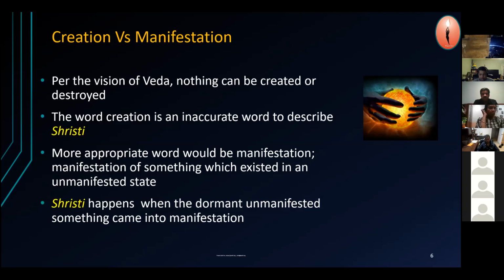So that's why we use the word Shrishti. Shrishti means it is not creation. It is a kind of manifestation. So the more appropriate word is manifestation. Manifestation means something which already existed in an unmanifested state became visible to me or became visible to the world. That's it. So the word Shrishti refers to the dormant, unmanifested something coming into manifestation. This is what it means.